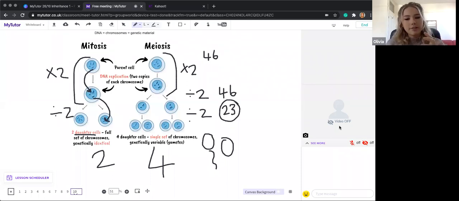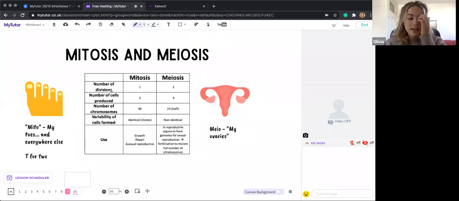Because we only have a single set of chromosomes, 23 rather than 46, rather than a copy from each parent, it might be that I have chromosome number 1 from my mum, chromosome number 2 from my dad, chromosome number 3 from my dad, and chromosome number 4 from my mum. But don't overcomplicate this too much. The main thing I want you to remember all boils down to the fact that in mitosis we have 1 division, and in meiosis we have 2. If you remember that, everything else will make sense. And you can remember that by the T in mitosis for 2 cells.